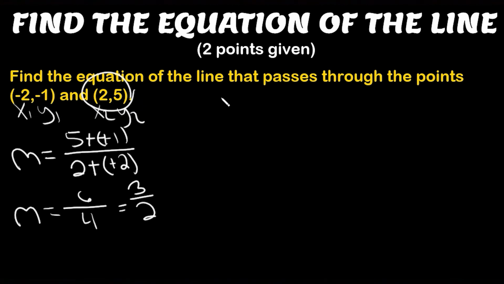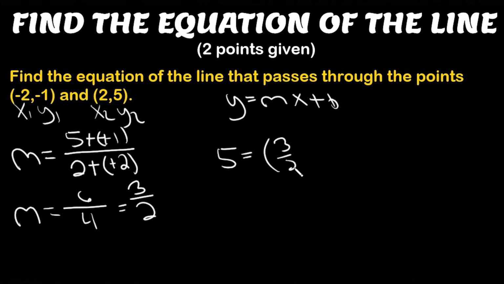So that's the point I'm going to use. Plugging it into slope-intercept form, which is y equals mx plus b, I'm going to get the following. I get 5 equal to my slope, which is 3 over 2, and then times my x, which is going to be 2, and then plus b. Now this one works out real nice because the 2's here are going to cancel. Here I get 5 is equal to 3 plus b.